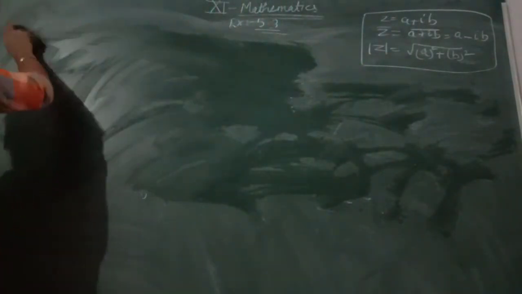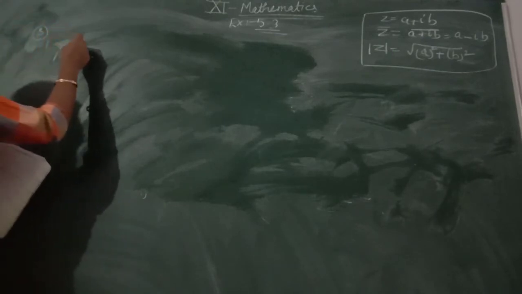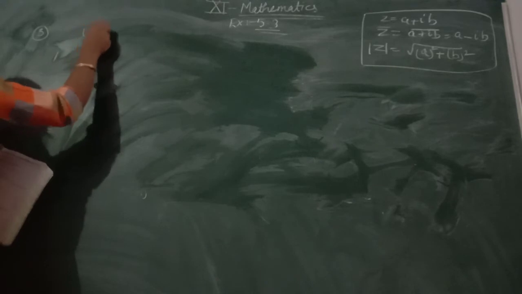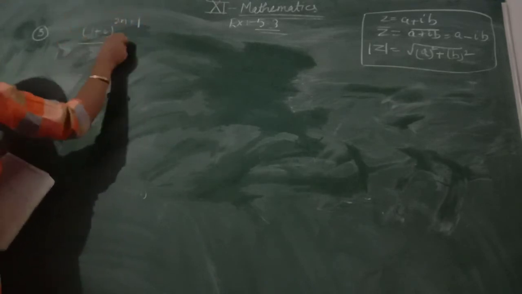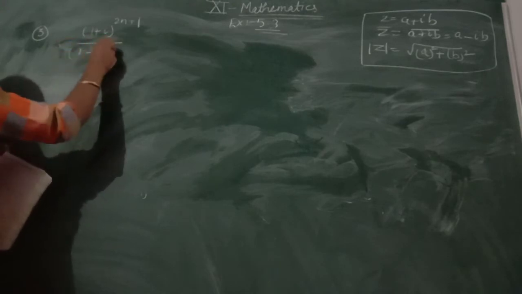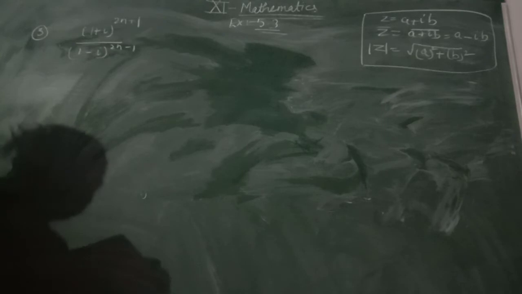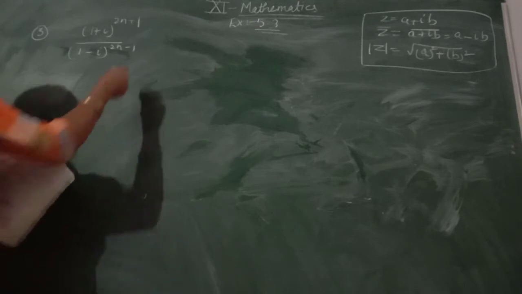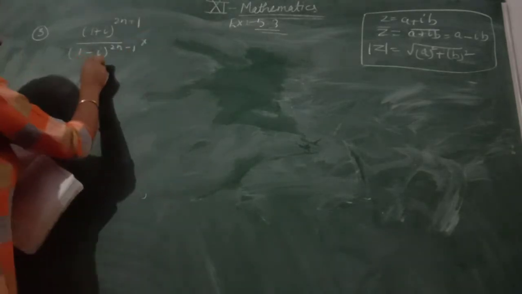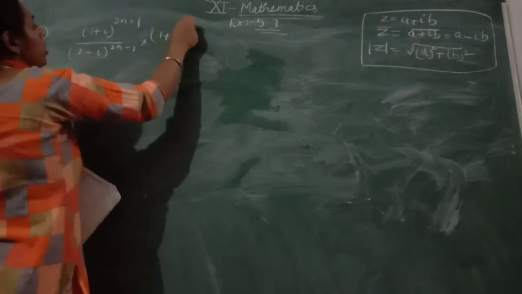What is the third example? In the third example, the statement is: find the conjugate of the complex number (1 + i)^(2n+1) divided by (1 - i)^(2n-1). Again, I have already told you that we have to take it in the simplest form, and then perform whatever the question demands. So I multiply by the conjugate, 1 + i, for rationalizing, with the power 2n - 1.